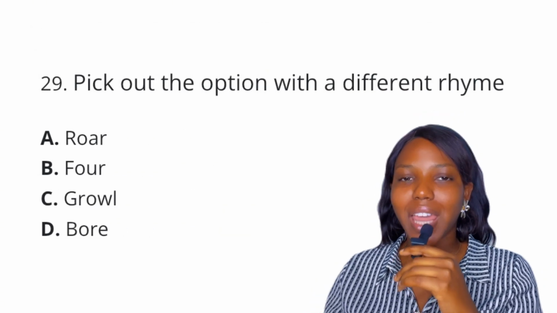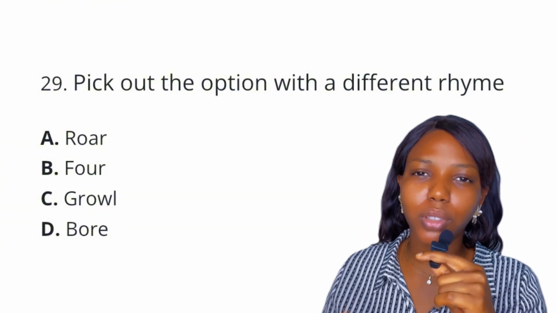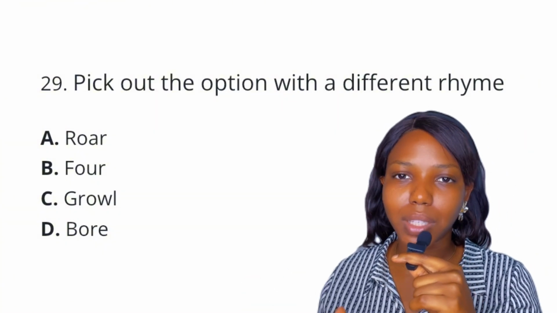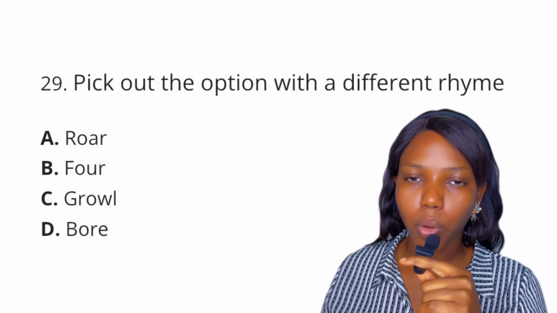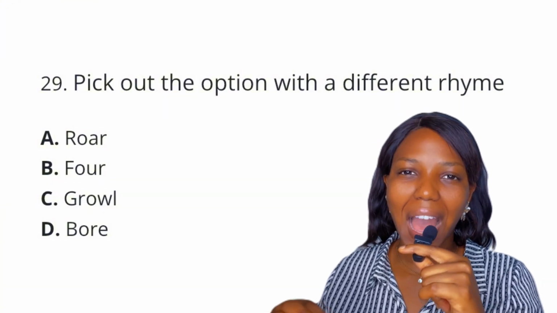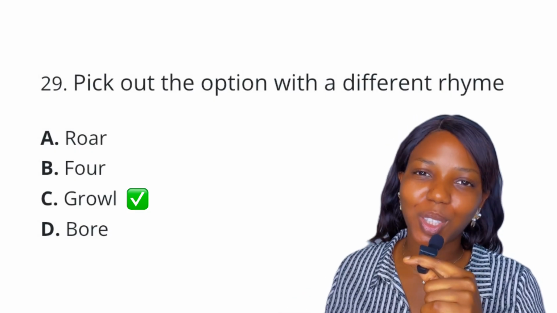Question 29. Now, question 29 is on rhyme, and when solving rhyme questions, we need to concentrate on the last sound. Options A, B, and D all have the same ending sound: raw, for, bo, while option C has a different ending sound, owl. So we have growl. The final answer to this question is option C.